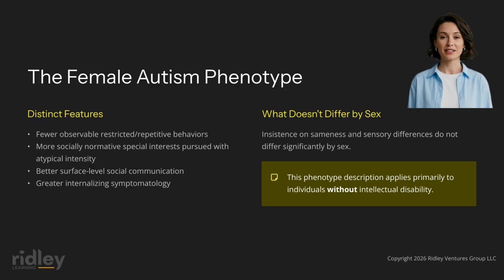The female phenotype, which is most pronounced in autistic individuals without intellectual disability, involves fewer observable restricted and repetitive behaviors, more socially normative special interests pursued with atypical intensity, better surface-level social communication, and greater internalizing symptomatology. Edwards and colleagues' 2024 meta-analysis documented that autistic males exhibit higher levels of stereotype behaviors, showing a small but consistent sex difference in the direction of higher male expression, and restricted interests with a similarly small but reliable difference favoring higher male expression, compared to autistic females. However, insistence on sameness and sensory differences don't differ significantly by sex.